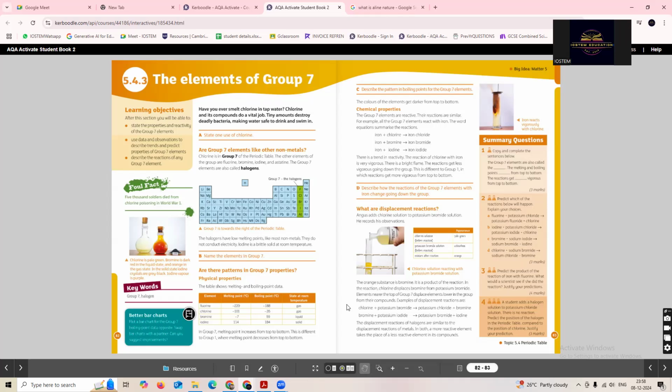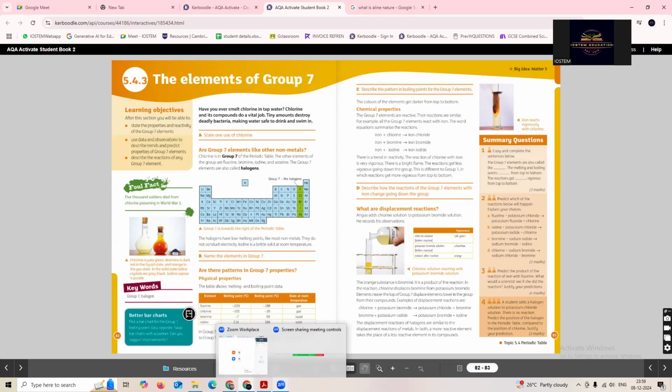So you can write, group 7 elements are very reactive because they have 7 electrons at their outermost orbit, and they want to make it 8, because to become stable, they want to make it 8.